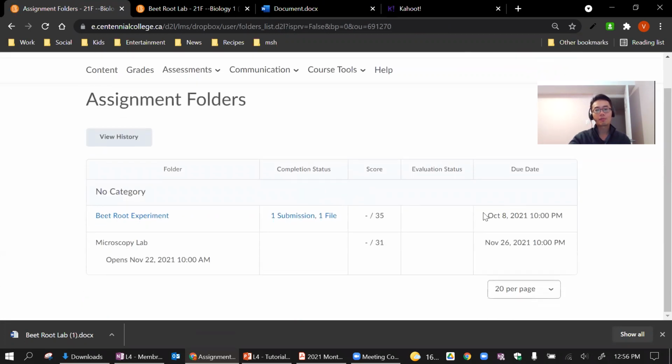You just have to do this before October 8th, 10 p.m. But I suggest you hand it in as soon as you are done, and just get it out of the way. Sometimes you submit it and then change your mind and want to make a change. Then you just submit again. The new one will override the previous one. And I won't start marking until after October 8th anyway. Is that clear? Everybody know what you have to do for the lab?